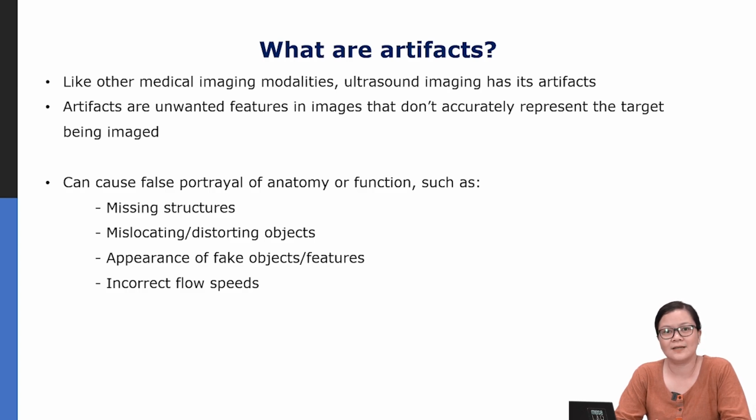For instance, it can cause missing structures to not be seen. It can cause mislocation or distortion of objects. It can also cause the appearance of fake objects or features that wouldn't have been there. As well as, in terms of Doppler, it can cause calculations of incorrect flow speeds.